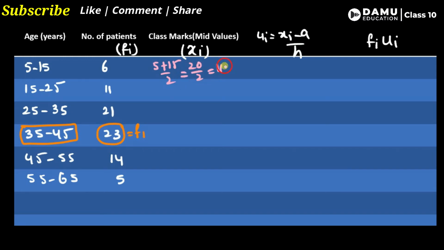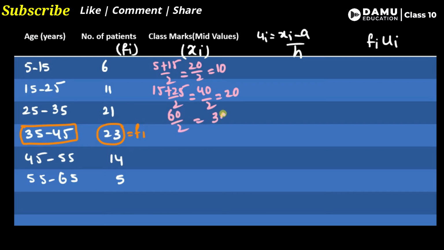So these are the values. 15 plus 25 by 2. Then 15 plus 25 is nothing but 40 by 2, what value will we get? 20. Like this we need to get 25 plus 35, approximately, so it is 60 by 2.